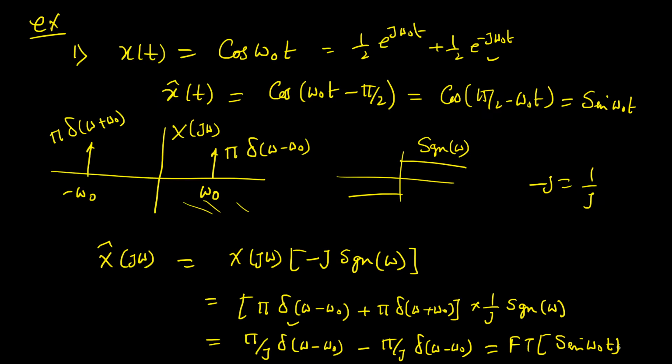Because sine omega naught t, you know, is 1 upon 2j e to the power j omega naught t minus 1 upon 2j e to the power minus j omega naught t. So this is the right shift, 1 upon 2j, and the 2 cancels out because 2 pi is multiplied here. So pi by j delta omega minus omega naught, and this is minus pi by j delta omega plus omega naught, sorry. So it's clear. If you apply cos omega naught t in the Hilbert transform, we will get sine omega naught t.